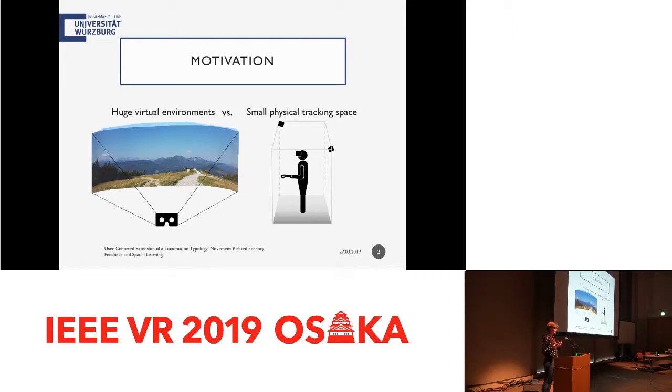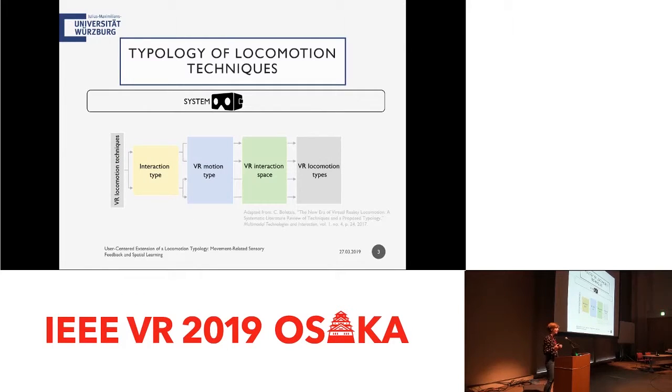Thus, in order to be able to move through a huge virtual environment, it is most of the time necessary to detect the physical motion from the virtual motion and find some locomotion adaptation. There's been plenty of work to develop locomotion adaptations in virtual reality, which was summarized 2 years ago by Boletsis, who distinguishes between locomotion types in terms of interaction type, motion type, interaction space, and locomotion type.